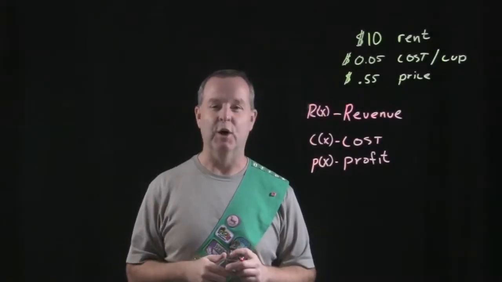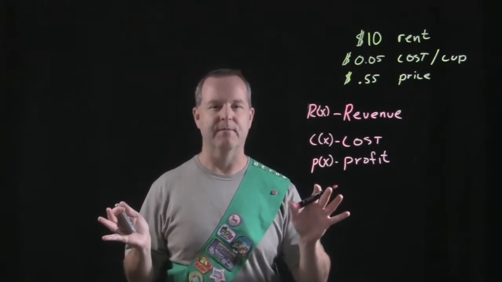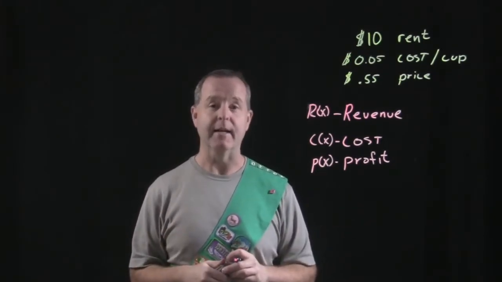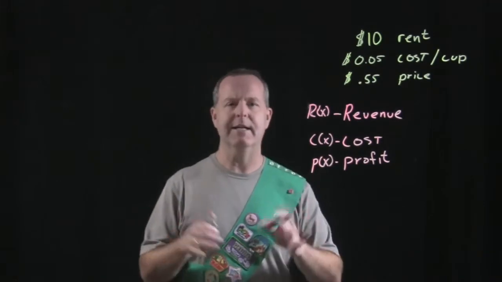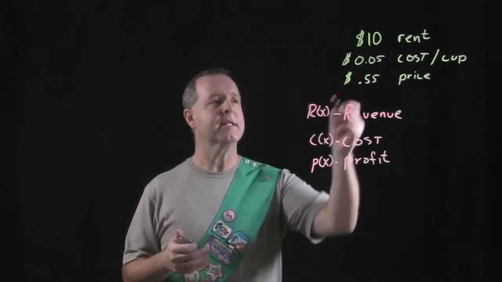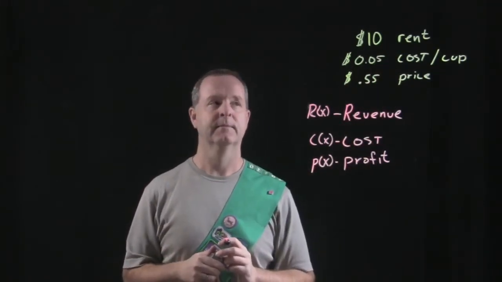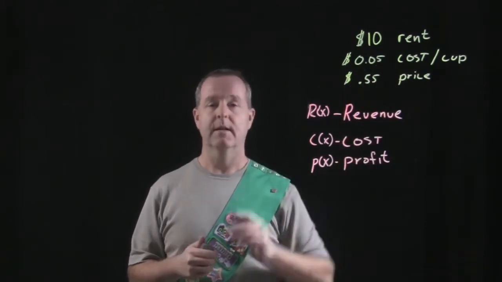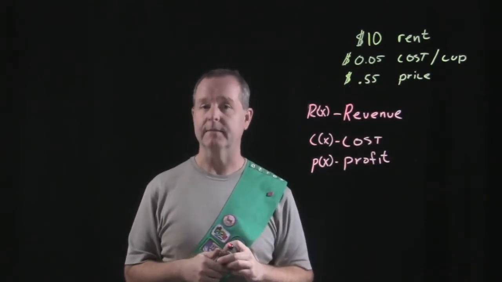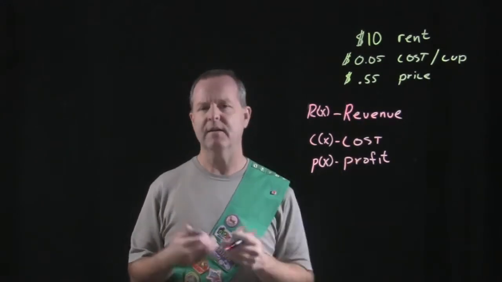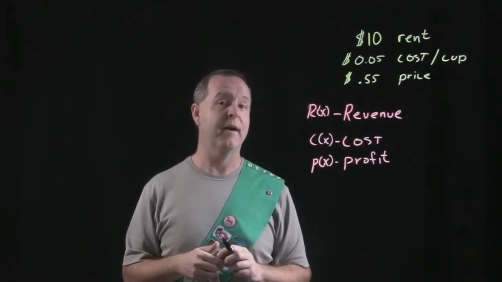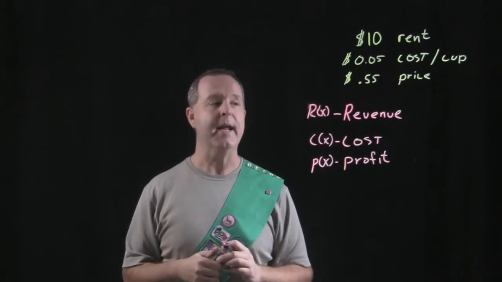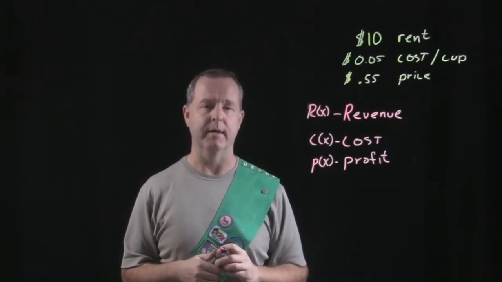Now let's imagine our Girl Scouts returned to the summer time frame and started selling lemonade. They found a nice little booth to use, but it's going to cost them $10 to rent. They learned that it's going to cost them 5 cents to make each cup of lemonade, and they want to sell their lemonade. They feel like 55 cents is a fair amount to sell lemonade to the people in the neighborhood.